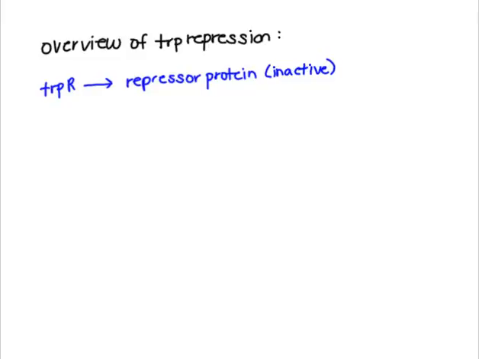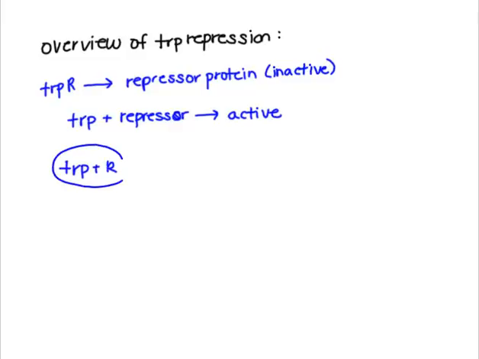So you always want to have this operon on until you don't need it anymore. So this repressor protein is made inactive in its normal state. When there's excess tryptophan, the tryptophan will bind with the repressor protein, making it active. So I'll call that the TRP plus R for repressor complex, which can then bind to the operator of the TRP operon and turn the operon off.